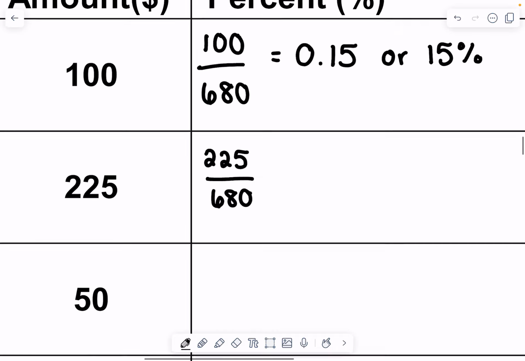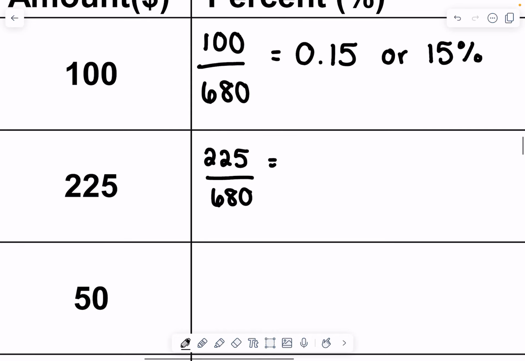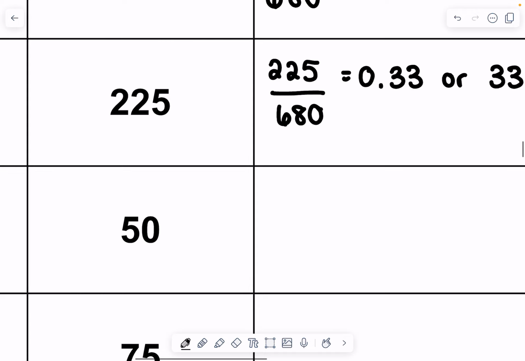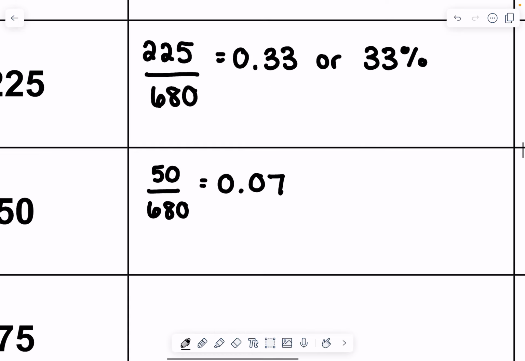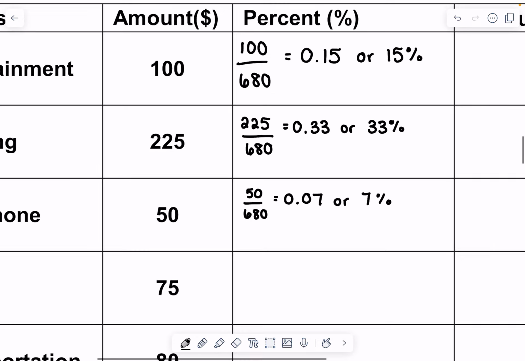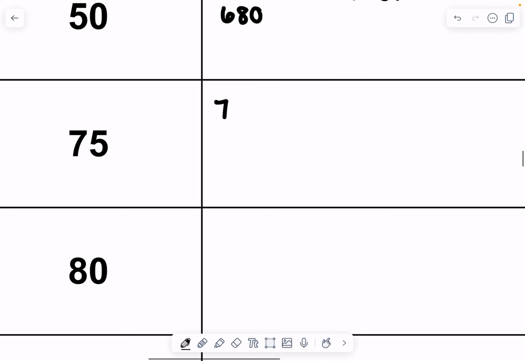So I'm going to go through all these expenses super quick and just take them and convert based on the total. This will take me a minute here. You can follow along. So again, we have 50 divided by 680. Be careful with place value. So 0.07 is 7%. Got 3 more expenses. Let's do it.